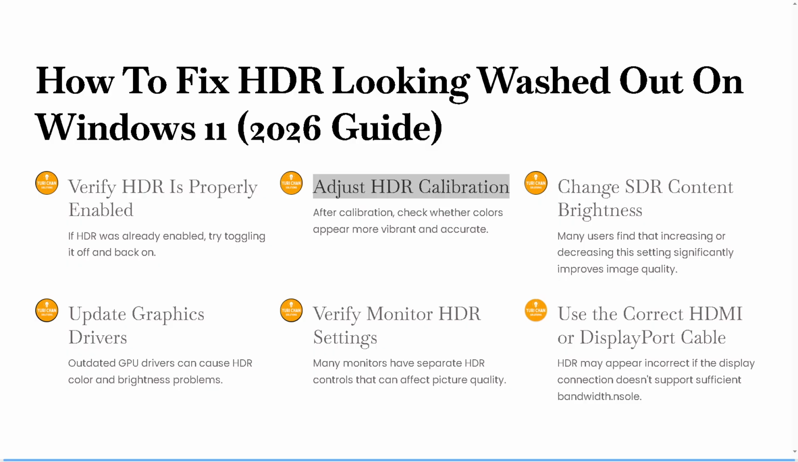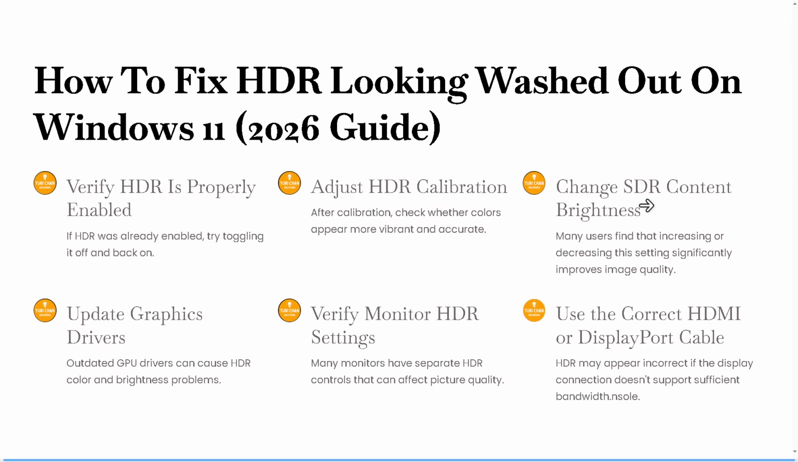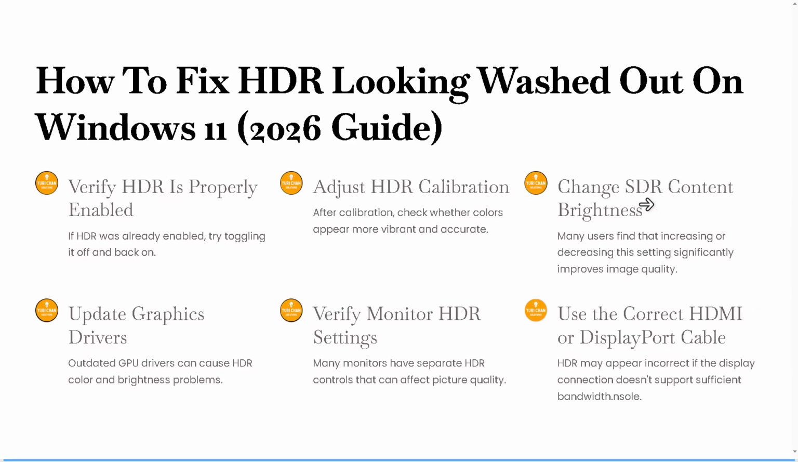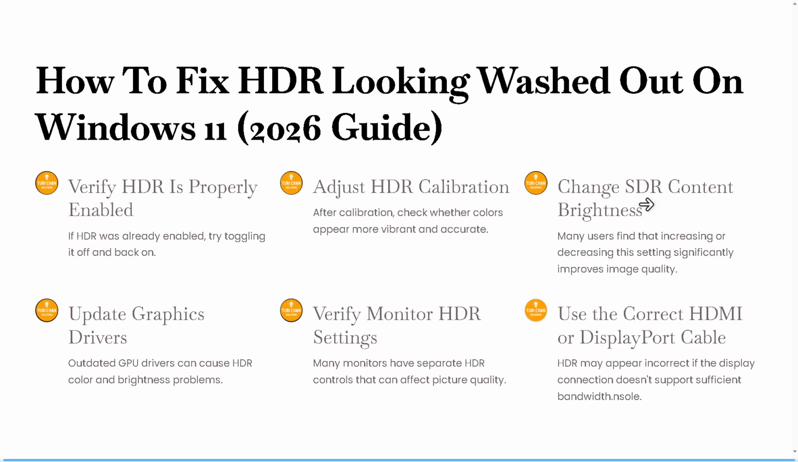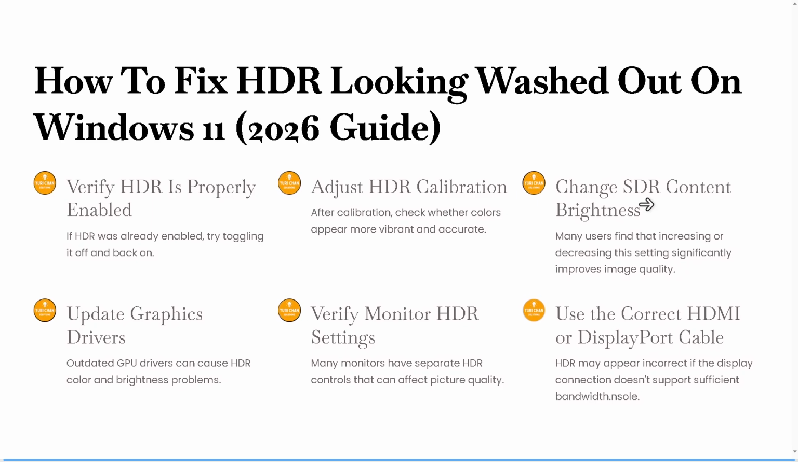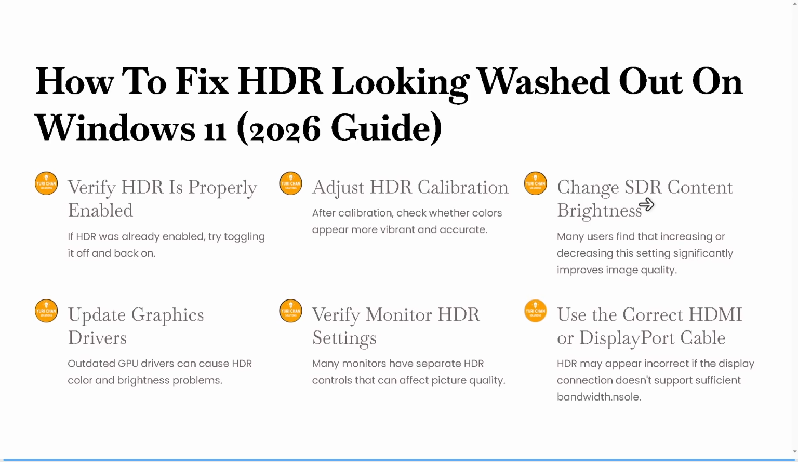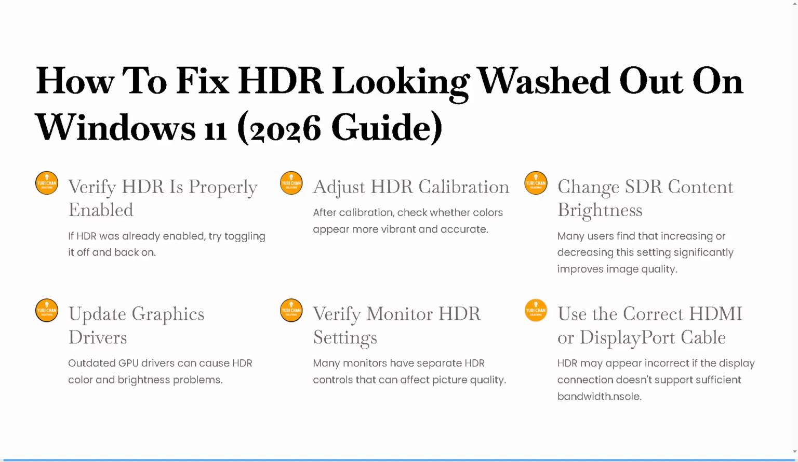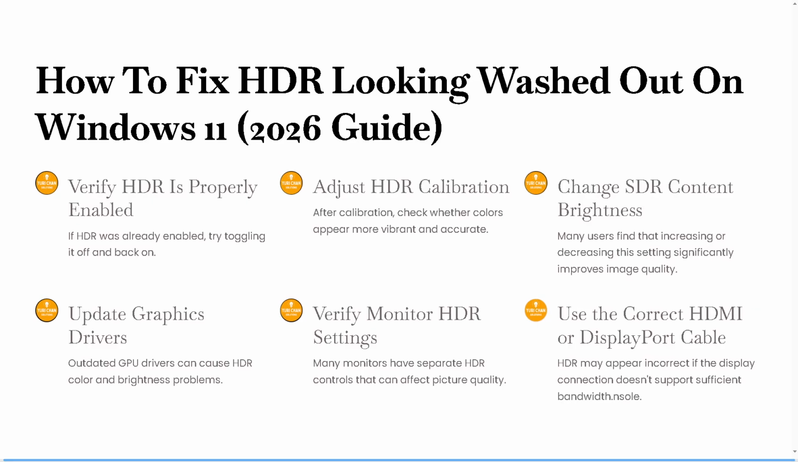Now, another thing you need to make sure of is to change the SDR brightness. Windows allows you to adjust how content appears while HDR is enabled. So open Settings, navigate to System, Display, HDR, look for the SDR content brightness, and if you can find it, move the slider until desktop colors look natural. Many users find that increasing or decreasing the setting significantly improves image quality.